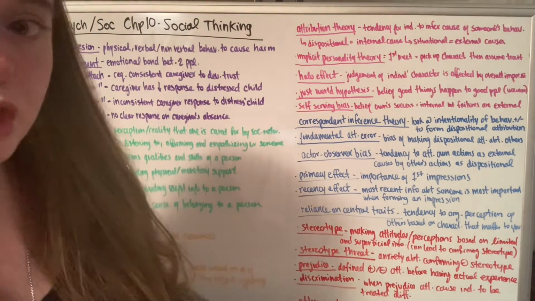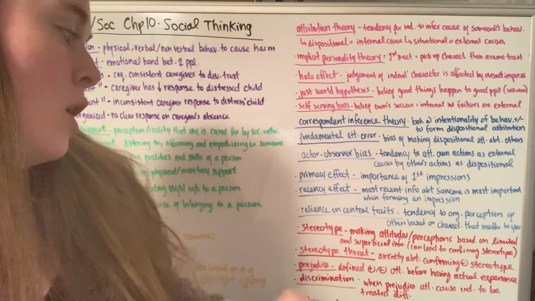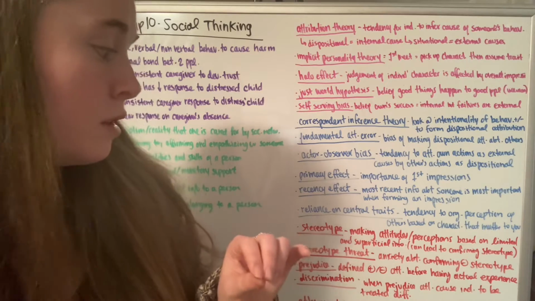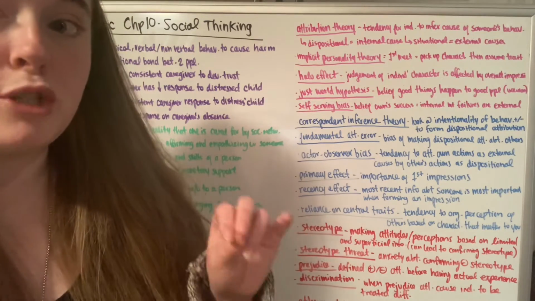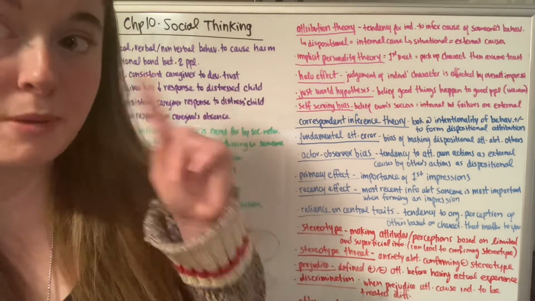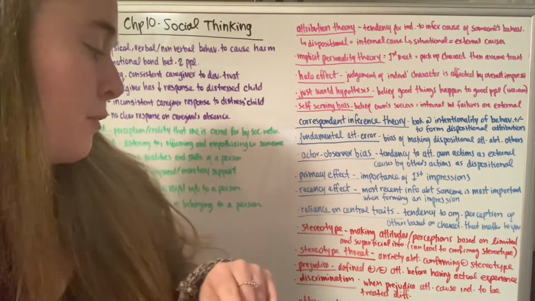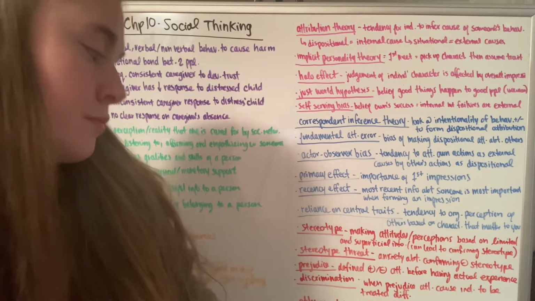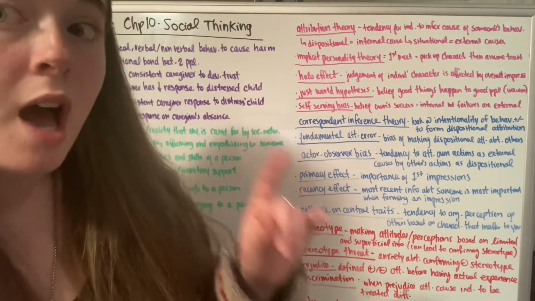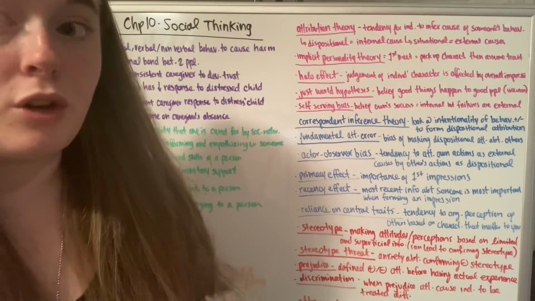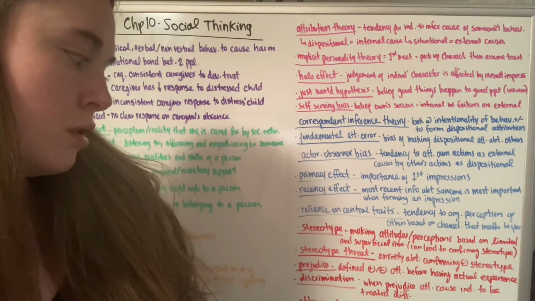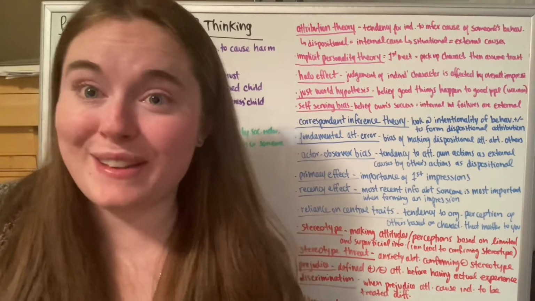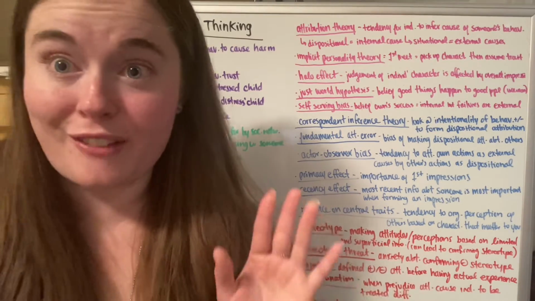Then we have discrimination, which is when prejudiced attitudes cause an individual to be treated differently. So that's when you're acting on these prejudiced attitudes. And then we have ethnocentrism, which is making judgments of someone else's culture based on your own culture. A lot of these, like I said, are self-explanatory. I know that was a lot of information, but hopefully all of it made sense.